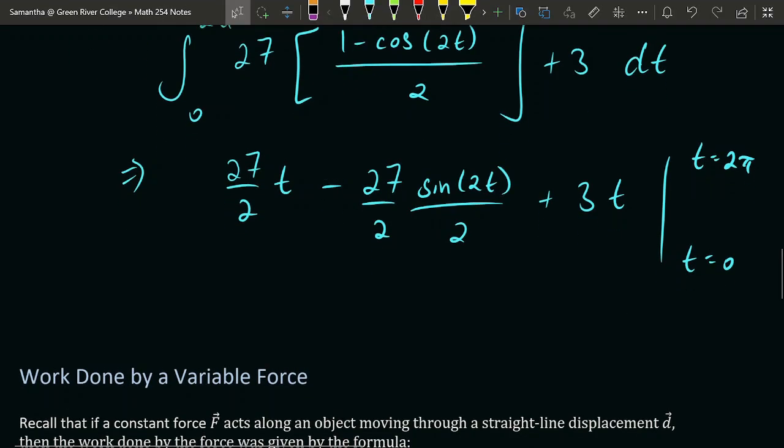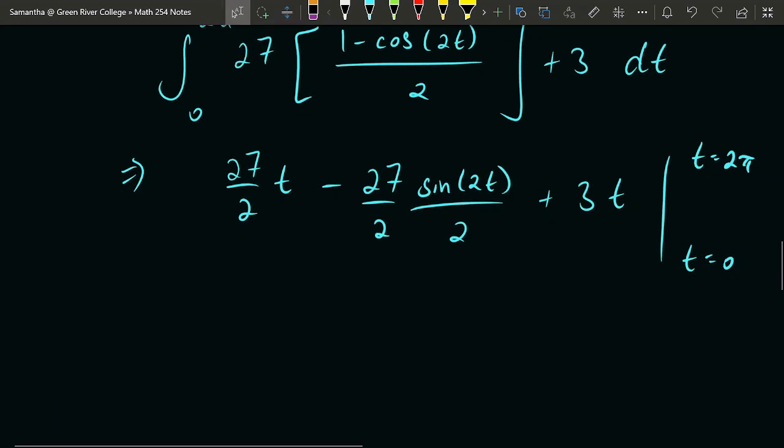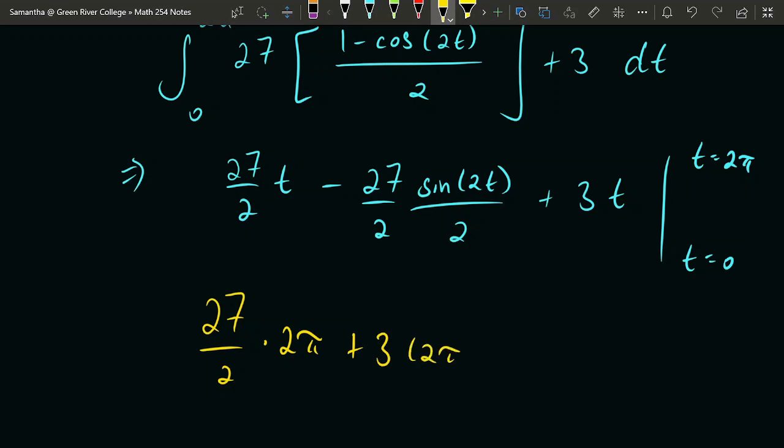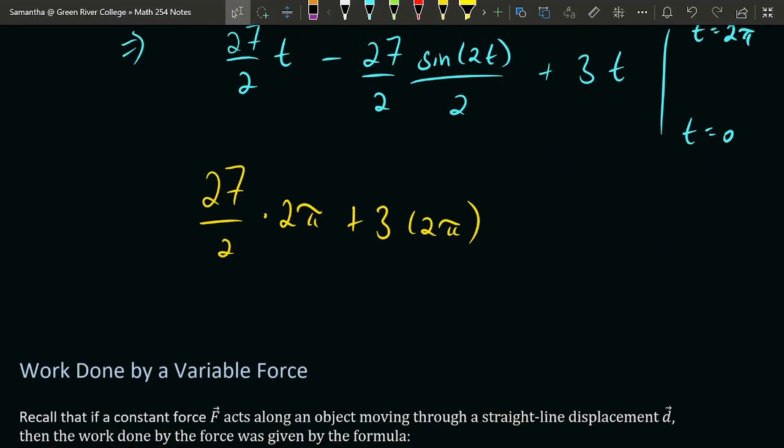Now it looks like this sine vanishes at both 2 pi and 0. So what's left behind? We're left with 27 times 2 pi plus 3 times 2 pi, and all of the terms vanish at the lower limit. So after a bit of cleaning, this looks like 33 pi units for the mass of this object. So that's how we can find the mass of a one-dimensional object that is twisted or bent so that it lives in 2 or 3-dimensional space. Just do a line integral of the density.